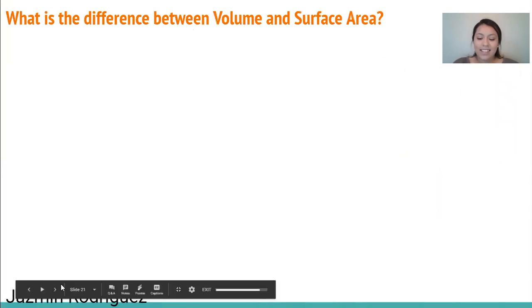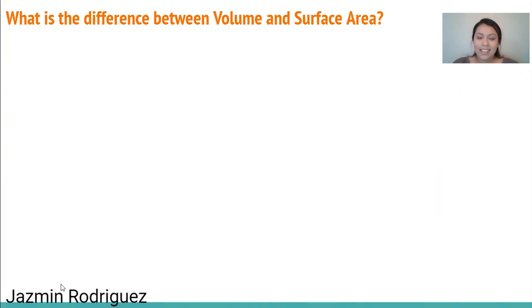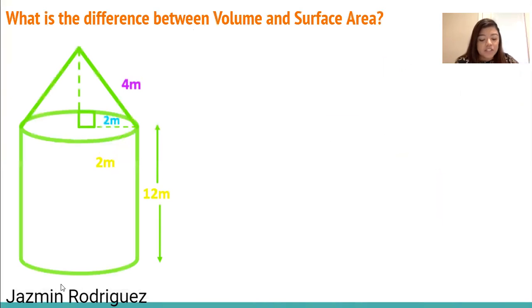All right, Jasmine, can you explain the difference between volume and surface area? Yes, Claudia, this is one of my favorite questions. Let's begin with surface area. Surface area is the amount of space that covers the outside of a three-dimensional shape. In order to calculate the surface area, we add up the areas of all the faces of the shape. Surface area is measured in square units.